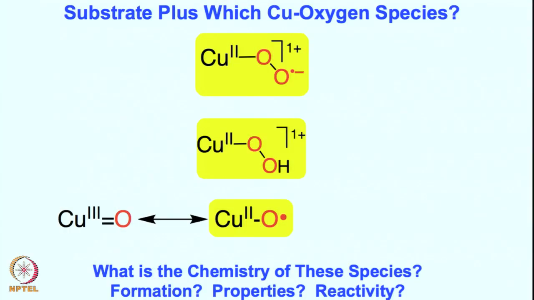So, well, perhaps one day it will be clearly proven that this is the real intermediate in the enzyme, while so far it still remains an elusive species. But given an opportunity, computational studies show that this can be really more reactive compared to these other species, and therefore one can still think of this as a real species in PHM and DBM.